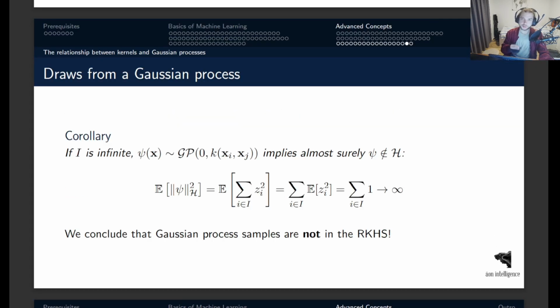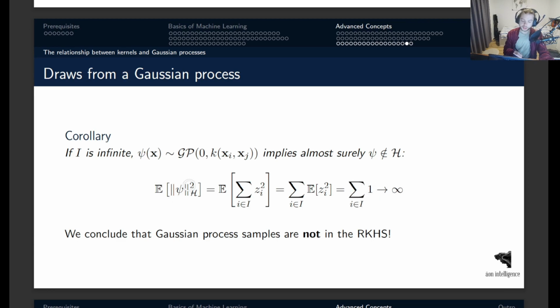And the reason for that is, if that index set I is infinite, and we draw such a function as we defined on the previous slide from that Gaussian process, then this implies almost surely that psi is not an element of the reproducing kernel Hilbert space. This is because the expectation of the squared magnitude of that function is equal to the expectation of the sum of squared coefficients zi. By linearity, you can push this expectation inside the summation, and we sum up all these expectations of squared zi's, and each expectation will be 1 because the indices coincide in this product. And then we sum up infinitely many 1s, and this will diverge.